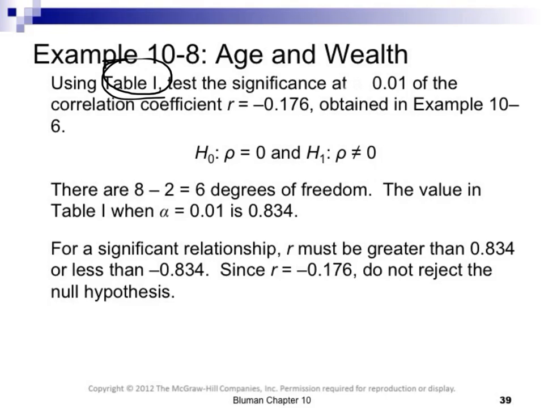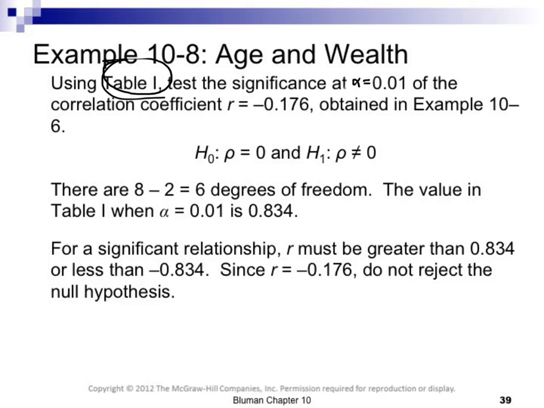Go for, and I'll just write in alpha equals 0.01. I think that's better than leaving that uncorrected. So we have: test the significance at alpha 0.01 of the correlation coefficient r equals negative 0.176 obtained in example 10.6.